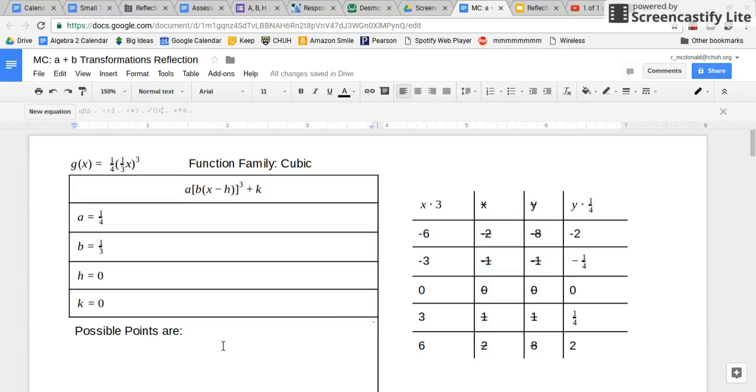And so my possible points are -6, -2, -3, -1/4. Put that 1/4 in there. I've got 0, 0, 3, 1/4. I'm just going to do this shortcut way. And 6, 2. So all of those are possible points for this function. So when you're doing your practice, make sure that you're putting it in as ordered pairs, just like I did in this table.